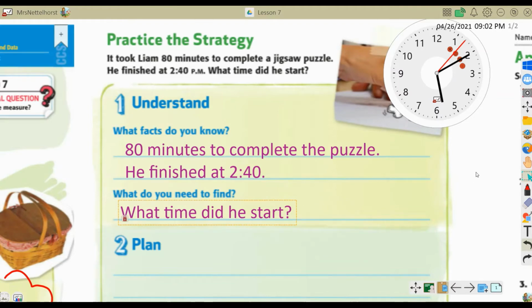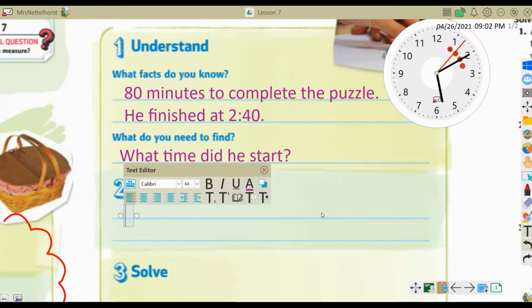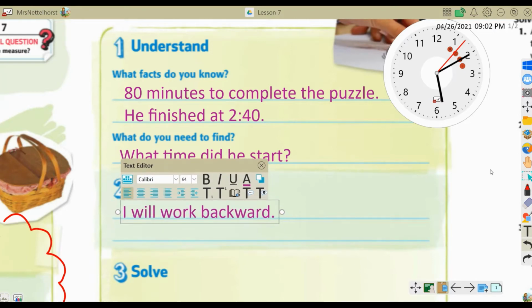Okay, so what is our plan? Well, what strategy are we working on? We're learning to work backwards, right? So the plan is I will work backward. And the reason is because I know what time it ends. I don't know what time it starts. That's my unknown.